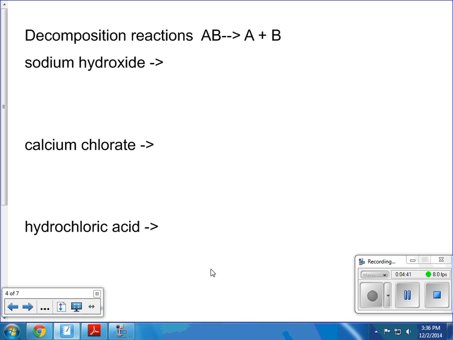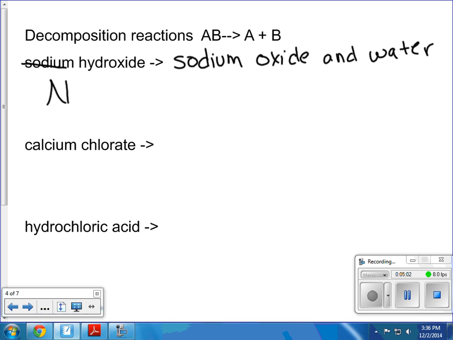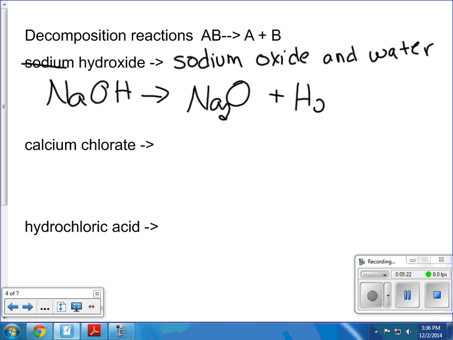Well, looking at this, sodium is our metal. So it would become sodium oxide and water. So now we need to write out their formulas. Sodium is Na. Hydroxide is OH. Sodium is a +1. Hydroxide's a -1. They cancel out. Sodium oxide, NaO. Sodium's a +1. Oxygen's a -2. We cross our charges. We get Na2O. And then we add to it water.